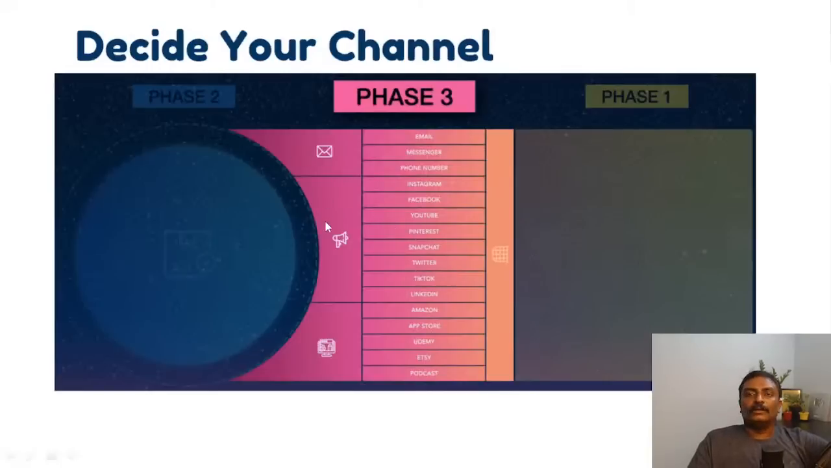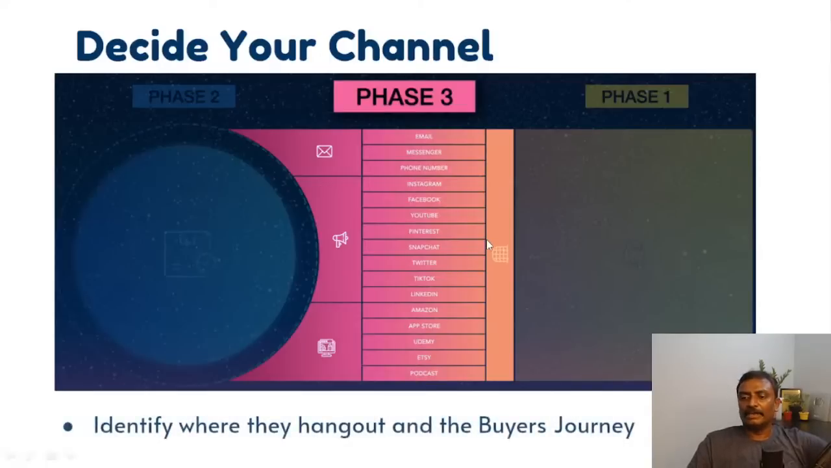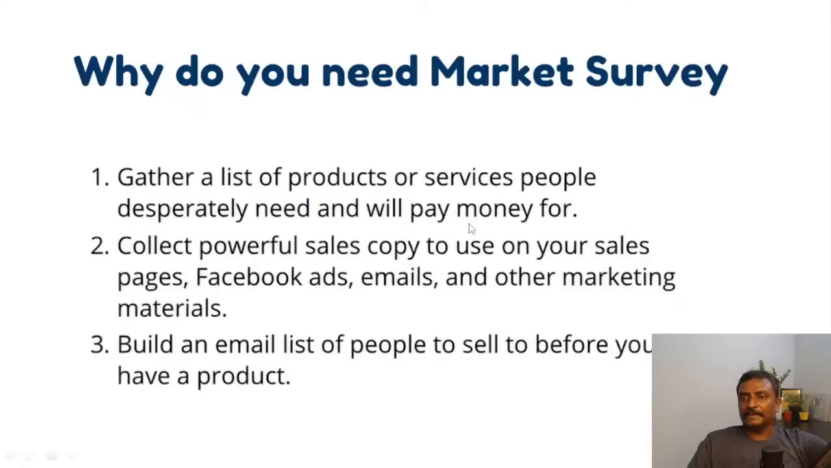After that, you have the buyer persona, you have the product, you know where they hang out, whether you can reach through email, whether you can reach through messenger, what kind of channels they subscribe, what kind of YouTube they watch, what kind of Instagram they follow. You will have all the information, and then you can go and market to this place. That's phase three. Design your channel, identify where they hang out, and just go and market.